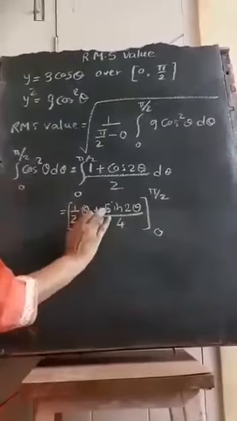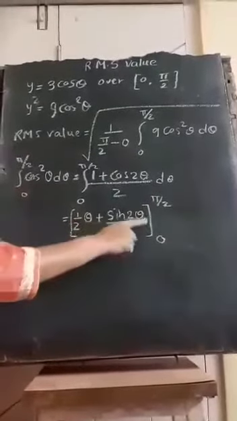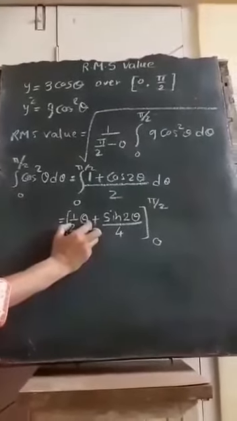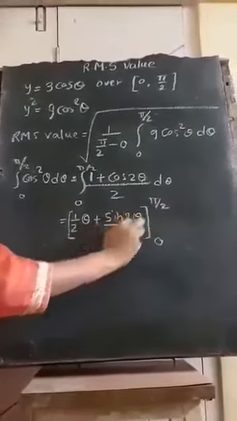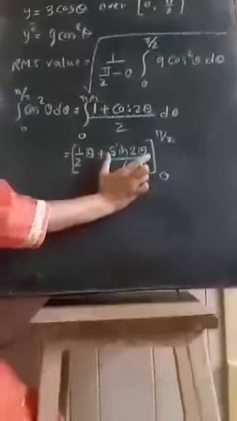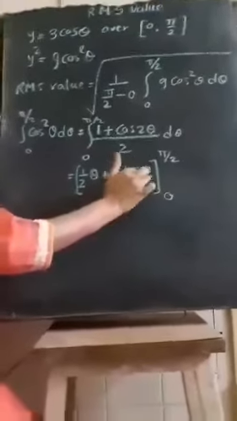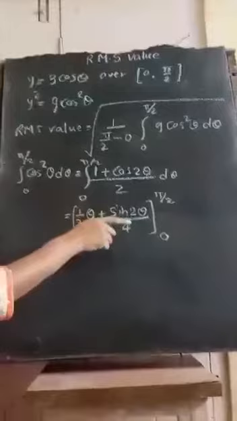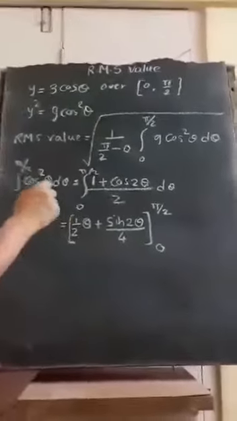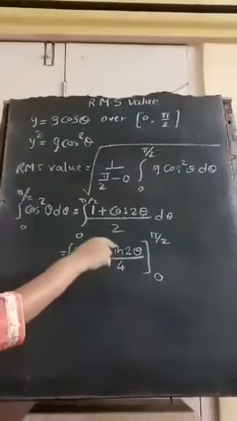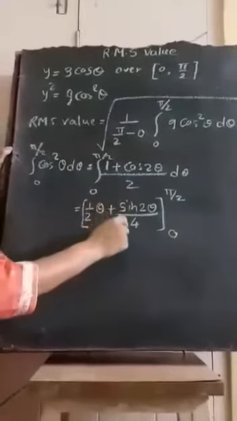Now please remember the second part, if you substitute the limits, we will be substituting limits for this part separately and for this part separately. So if you put the limit for second part, then always the answer will be 0, as sine multiple of pi is 0. Sine 0 is 0, sine pi is 0, sine 2 pi is 0. All the multiples of pi are 0. So anyway this answer will become 0.